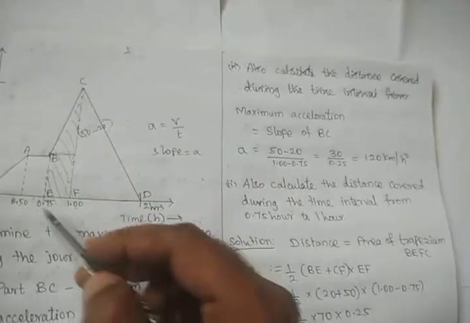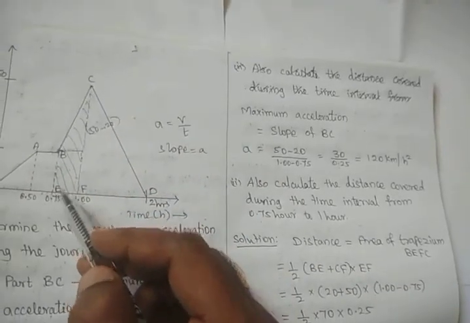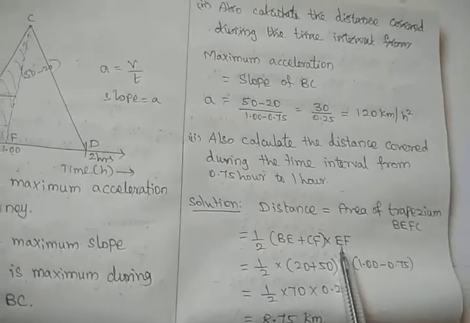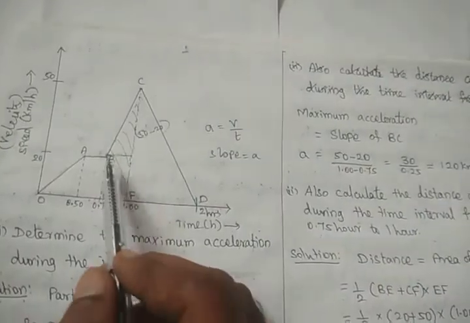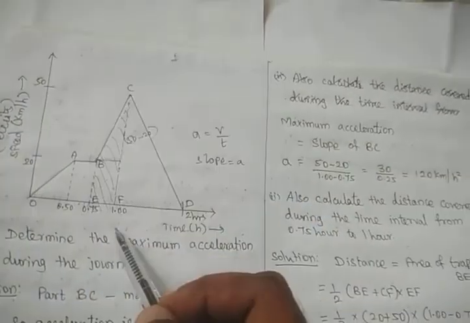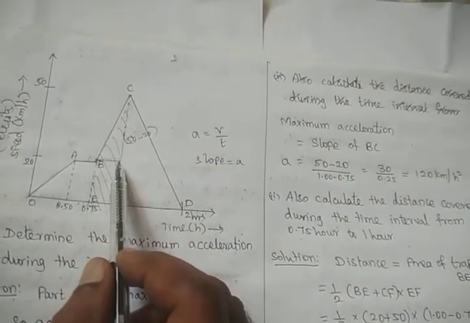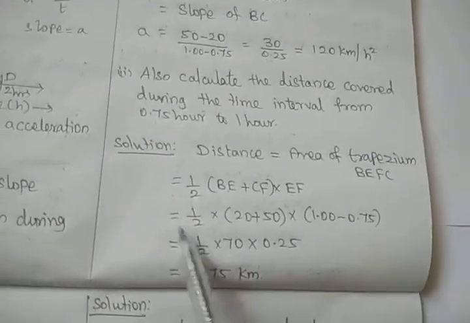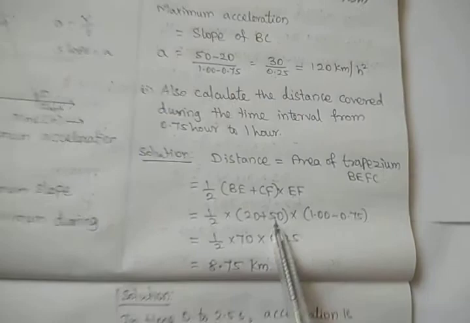This shaded portion represents the trapezium. So two parallel lines: half into BE plus CF into EF. Two parallel lines we have to add and multiply with the height. So height is 0.25. Very simple. Half into base, 20 plus 50.